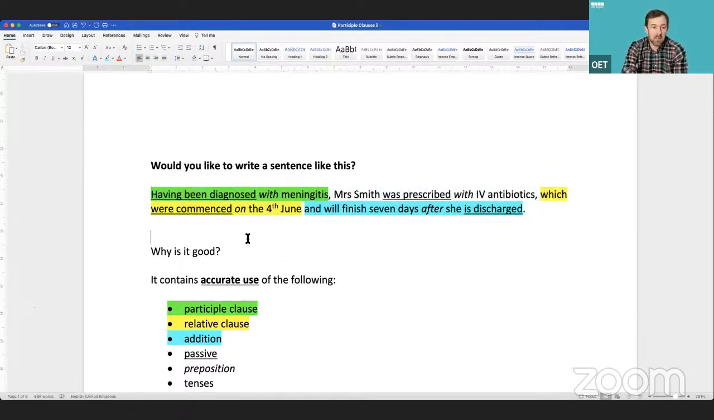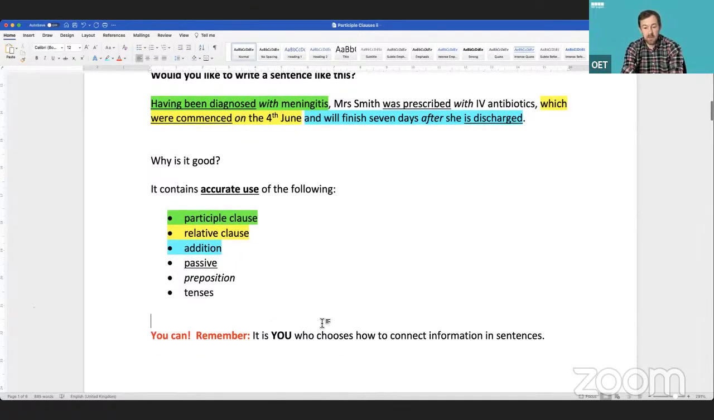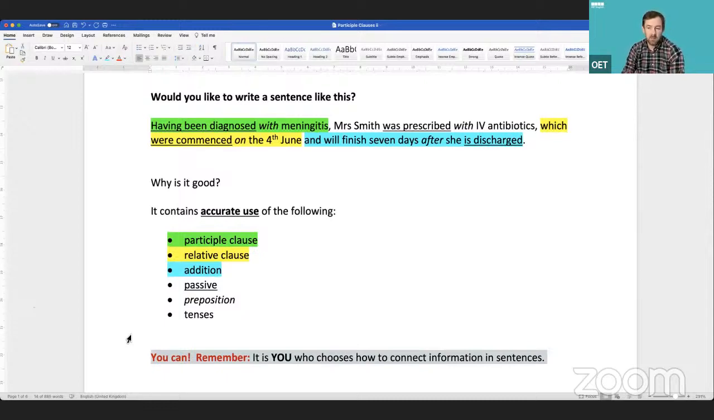But I just think that any of you guys could write this sentence. You just have to think to write it. This is the thing that I really want you to take away. You can write sentences like this. It's you who decides what to do with the information. This information, being diagnosed with meningitis, being prescribed IV antibiotics, the start date of the antibiotics, and the finish date of the antibiotics. All of those are just case notes in the letter, in the task. You say this one, this one, this one, this one. Put them together. And it's you who chooses the way that you do it.